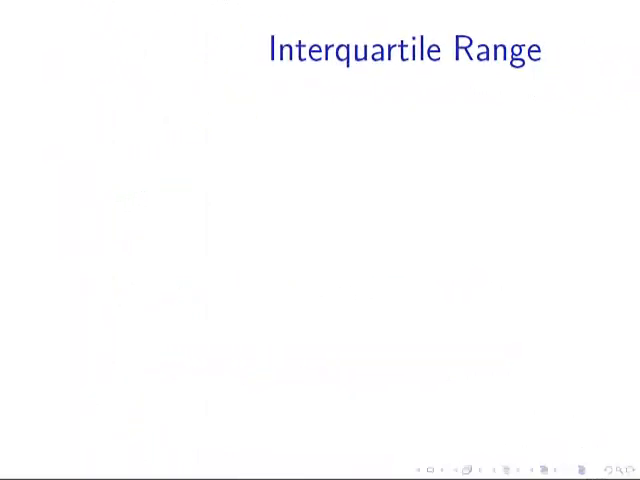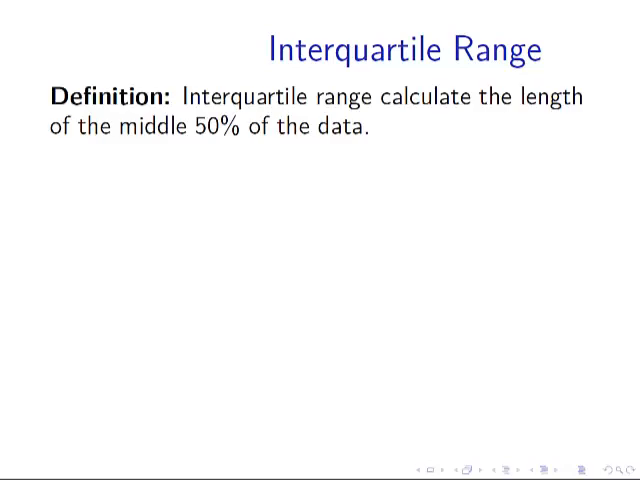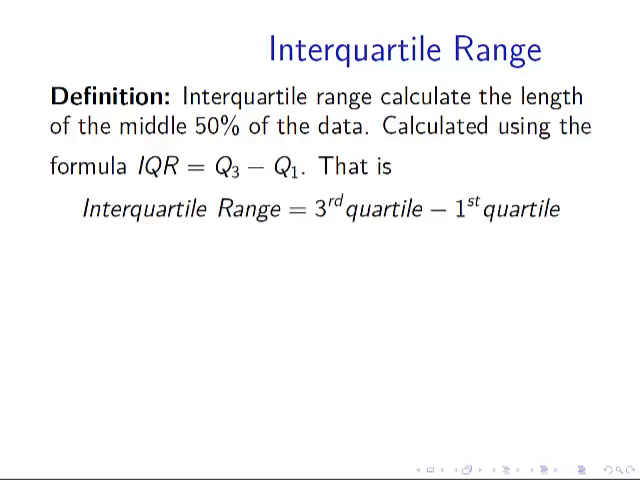Now we can talk about interquartile range. Interquartile range calculates the length of the middle 50% of the data. The formula for calculating interquartile range is that from Q3, the third quartile, you just need to subtract the first quartile.